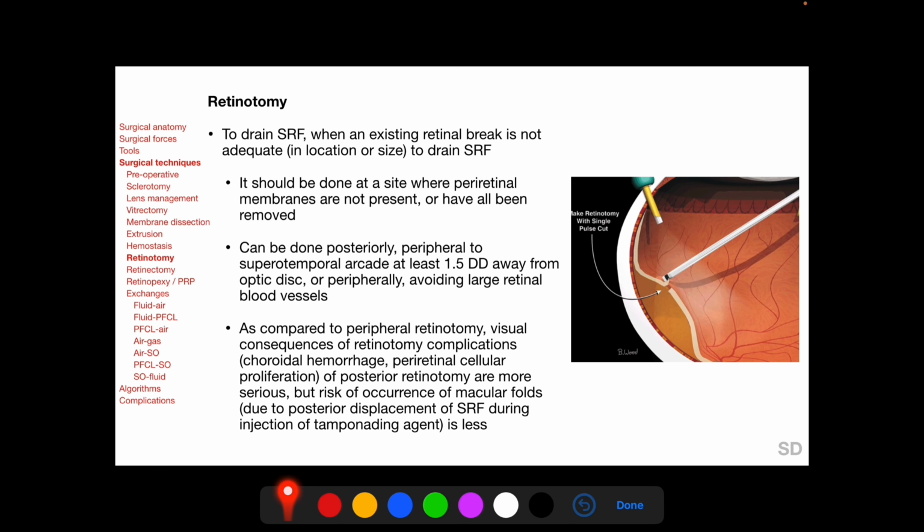Retinotomy to drain subretinal fluid should be done in an area of detached retina where periretinal membranes are not present or have all been removed, so that this site is not exposed to vitreoretinal traction. The retinotomy can be performed posteriorly, peripheral to the supratemporal arcade, at least 1.5 disc diameters away from the optic disc, or more peripherally, avoiding large retinal blood vessels.